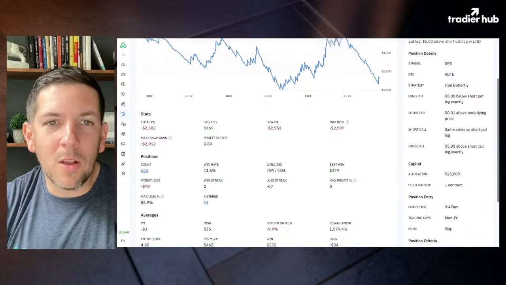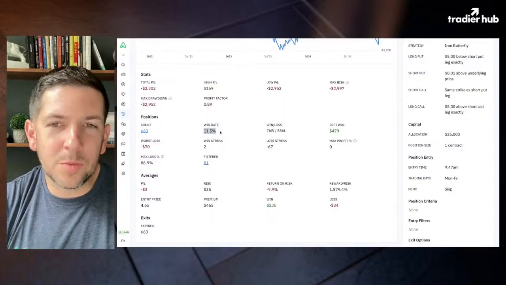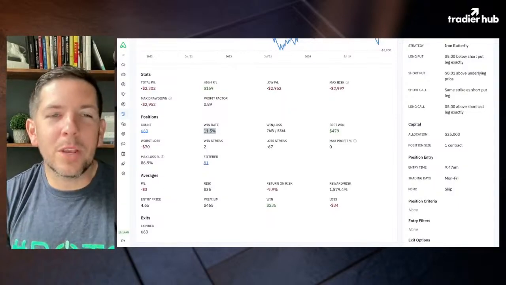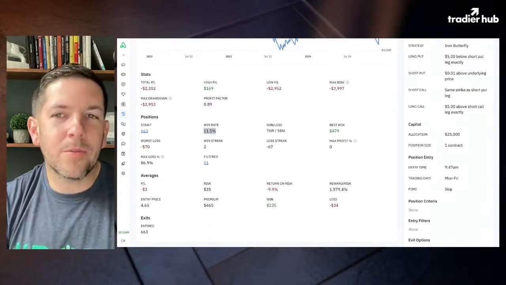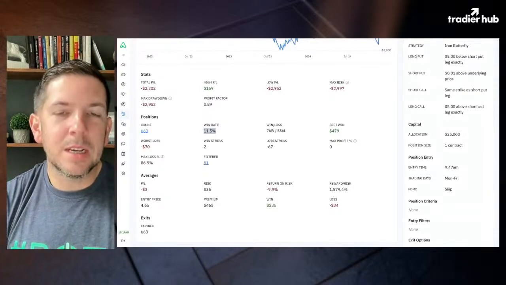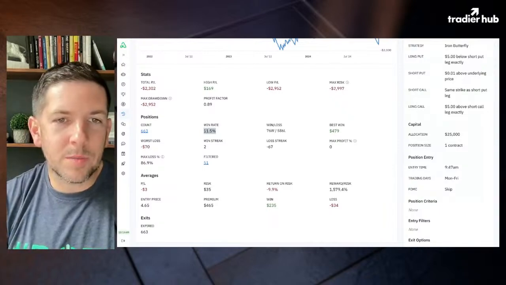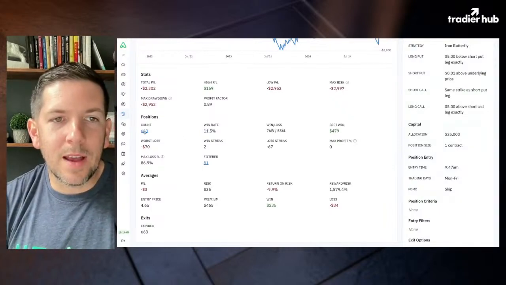Really didn't do well. Win rate was super, super low, which we kind of would expect. You would expect the win rate to be really low because you're doing a really tall, narrow Iron Butterfly. So you're not expecting this win rate to be insanely high, right? It's not like it's a wide Iron Condor or something like that. But you can see it entered a lot of positions, 663 positions.